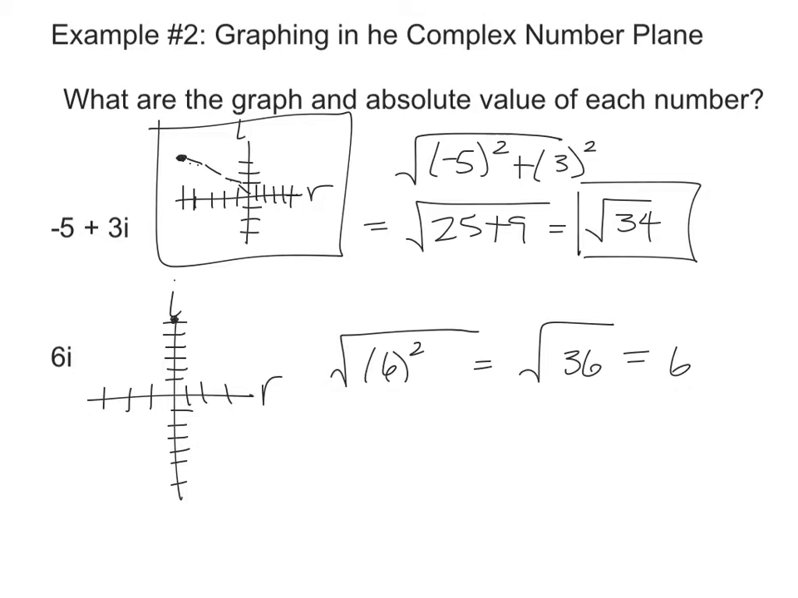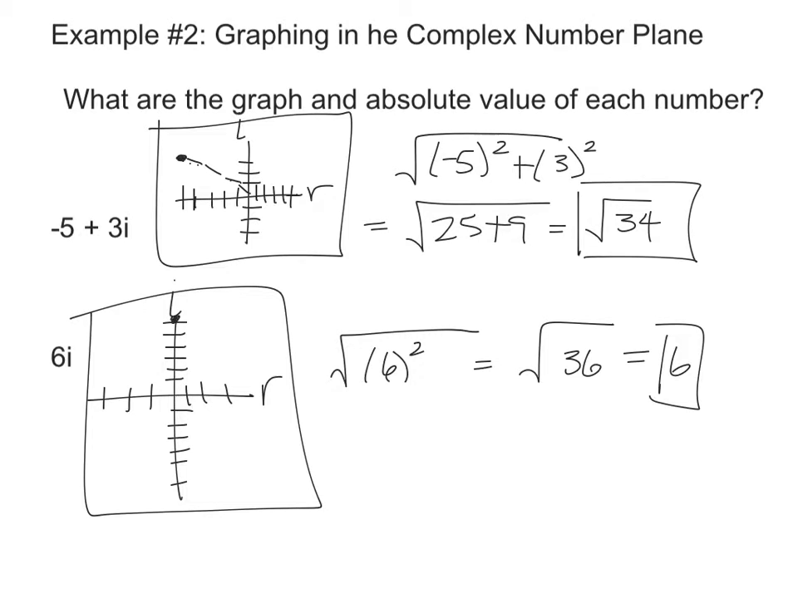And that makes sense because this point here is 6 units from the origin, because I could go down 6 to get right back to the origin. So this is our answer. So just remember, the absolute value actually tells you the distance from the origin for complex numbers. Okay, so let's try the next problem.